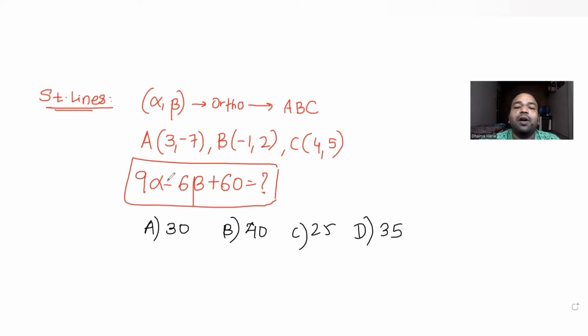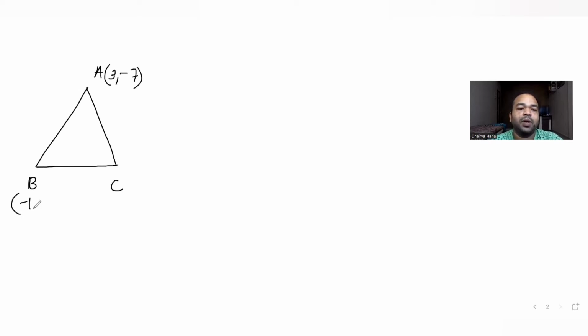To find the correct value of the expression, we will first need the coordinates of the orthocenter. So let's find the coordinates of the orthocenter first. If I have a triangle here, let's say this is A, B, C. A is 3, minus 7, B is minus 1, 2, and C is 4, 5.